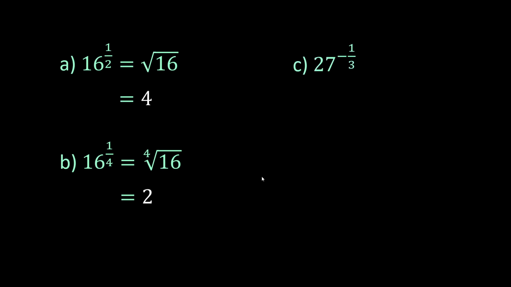Okay, tricky one. We have a negative index here. Hopefully you remember your negative index laws. So to get rid of this negative index, what we do is we bring this whole lot underneath the divide sign, underneath the vinculum, and make it a positive power. So now it's 1 over 27 to the power of 1/3. 1/3 is actually cube root. So we can say 1 over the cube root of 27, and the cube root of 27 is 3, so we get 1 over 3.